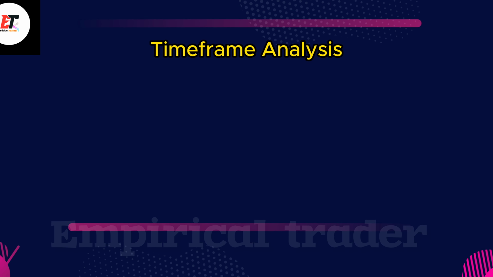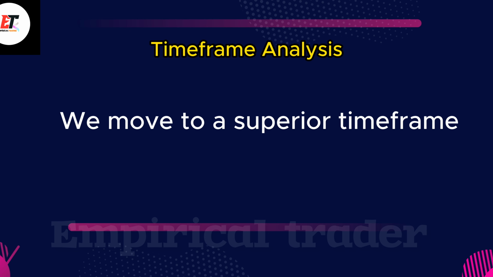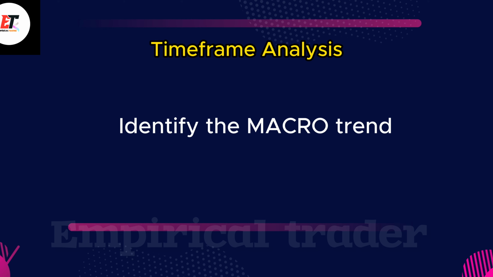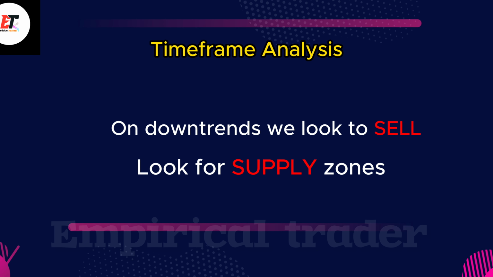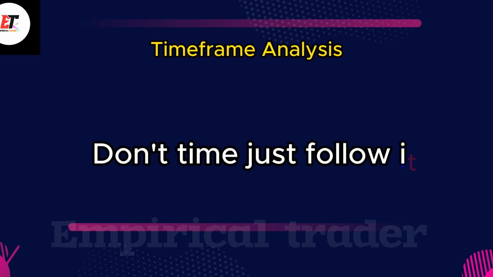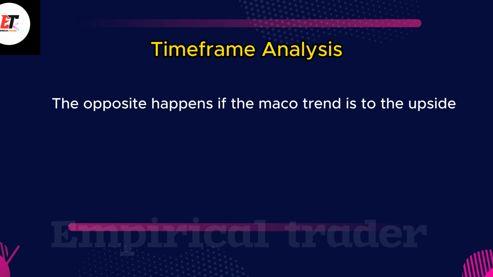The next confluence is time frame analysis. We start by moving to a superior time frame and identifying the macro trend. In case of a downtrend, we should be looking to sell. Therefore, we want to spot our supply zones. In a downwards market, the higher likelihood is for price to continue to go down. So we don't want to time the market, we just want to follow the market. The opposite happens if the macro trend is to the upside.